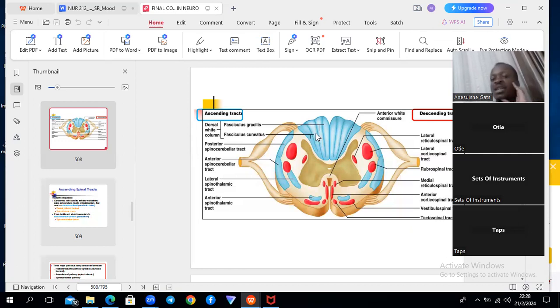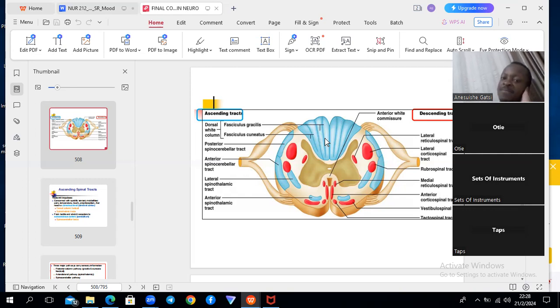Right. They create what we call the dorsal white column. What kind of sensations are being carried by this dorsal white column? This is going to be fine touch, vibration, and to some extent proprioception.